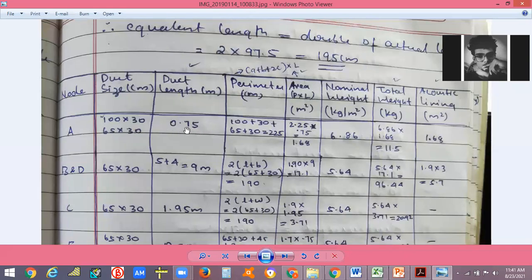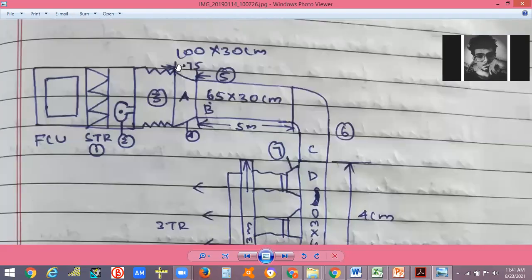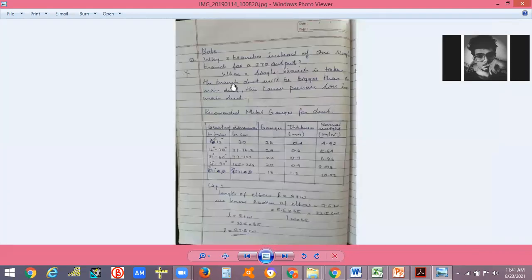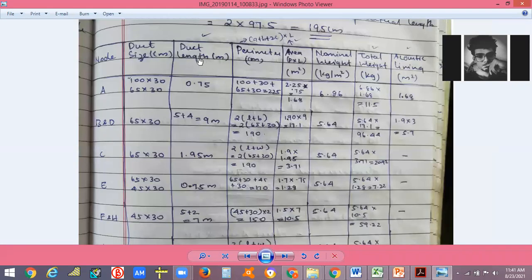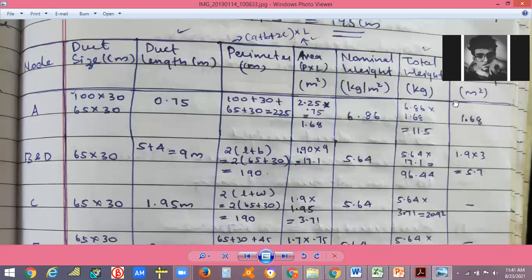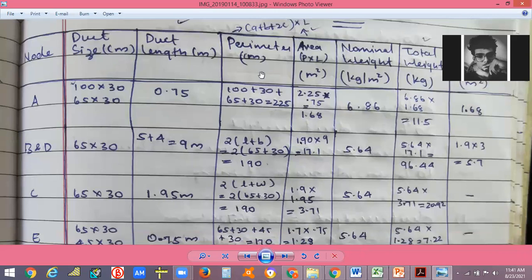What is its length? It is already given, 0.75 meter or 750 mm. The length is asked in meters, so it is 0.75. What is the perimeter? Perimeter means you have to add all the sides: 100 plus 30 plus 65 plus 30. So you'll get 225 centimeter. So you got the perimeter.